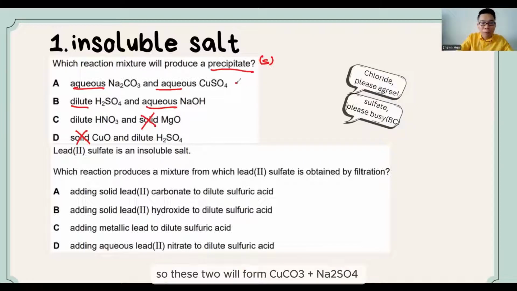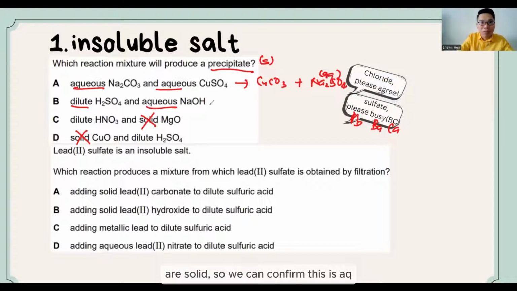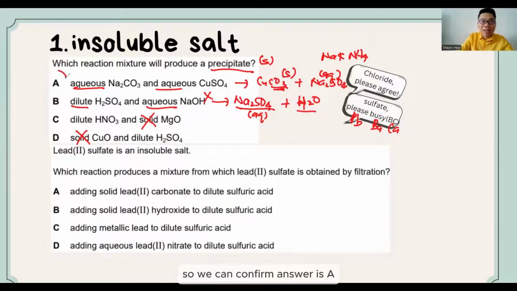So these two will form copper carbonate plus sodium sulfate. We can confirm sulfates of Pb, Ba, Ca are solid, so we can confirm this is aqueous. And then how about this? This will form sodium sulfate, which is confirmed aqueous, and then H2O. So the products formed are all soluble in water, so confirmed not. All carbonates except Na, K, ammonium are insoluble, so we can confirm the answer is A.